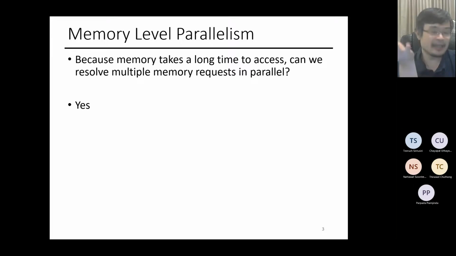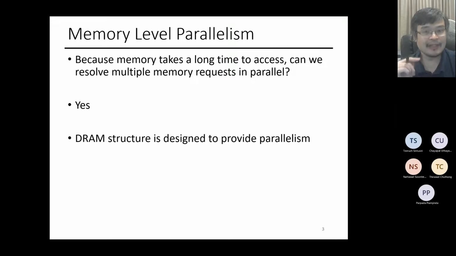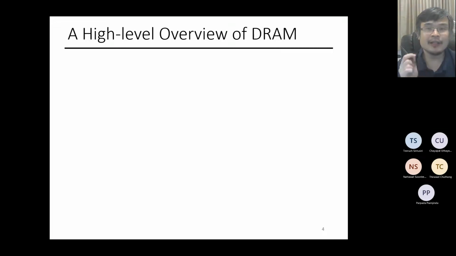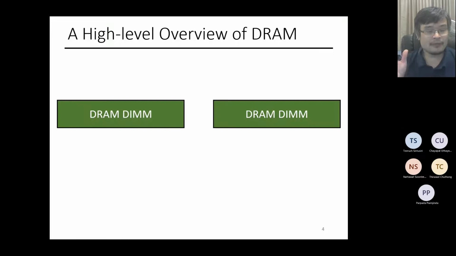So this is basically the answer to this is yes, you can transfer more than 1 request at the same time, right? And the DRAM structure is designed to provide this. So we'll go into this detail on how can we build DRAM, right? The modern day DRAM, I'm not talking about the one that you might be able to buy in the future. Let's talk about what you can get right now, right?